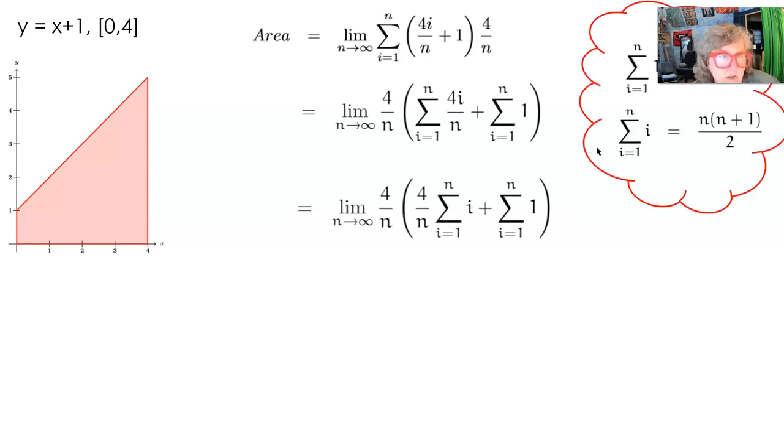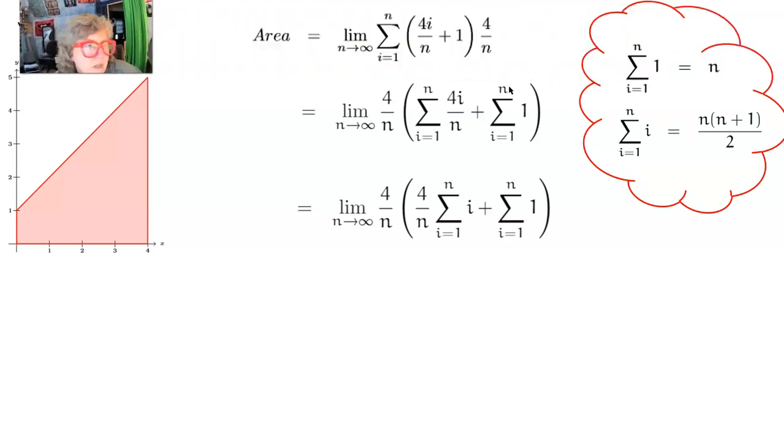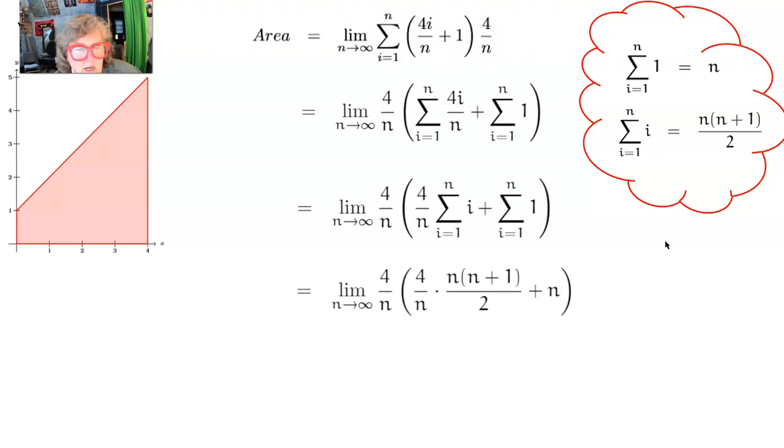And now I can remember my formulas, which I don't know if that's where you are. Stick this over here. The summation from 1 to n of 1 is n. The summation from 1 to n of i is n times n plus 1 over 2. So I'm going to plug that in and simplify it. And as n goes to infinity, this goes to 12.